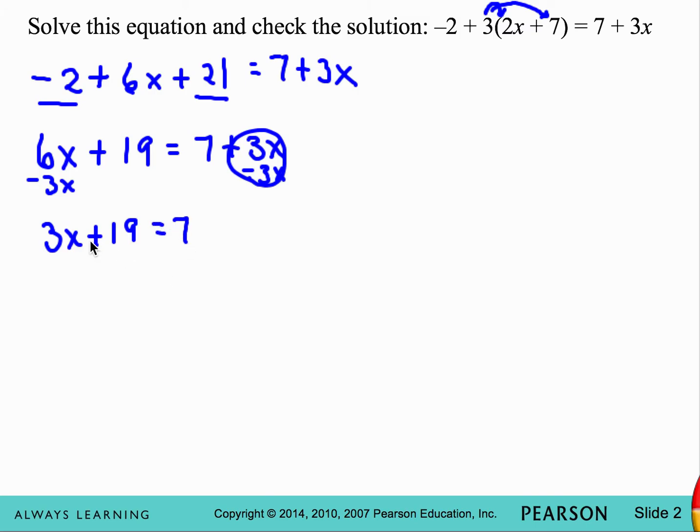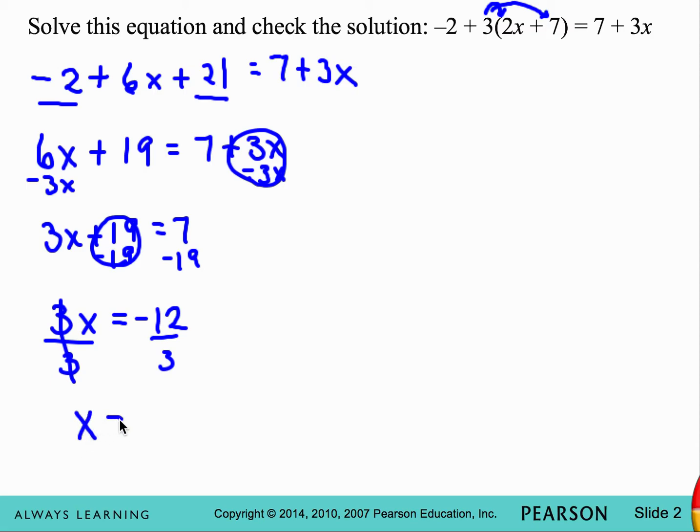Now undo whatever's being added or subtracted to the variable term. So I'm going to subtract 19. So that's a 0 now. So 3x plus 0 is just 3x. And 7 minus 19 is negative 12. Undo whatever's being multiplied to that variable term. We undo multiplication with division. So x is negative 4.